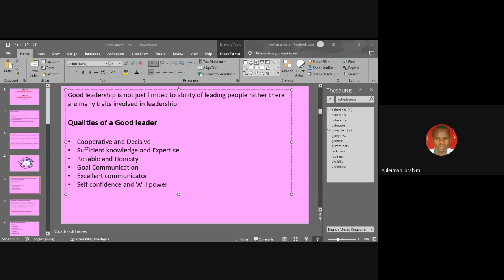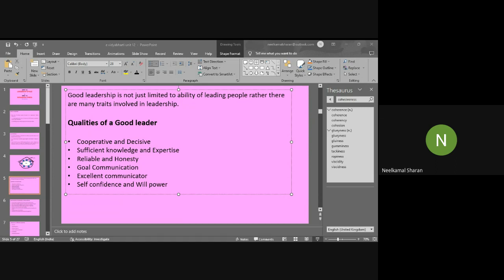Maybe the head of the school. Very good. The head teacher of the school is the leader of the school system, so he or she should set the pattern. Like, for example, I am the leader of this group because I am teaching you.